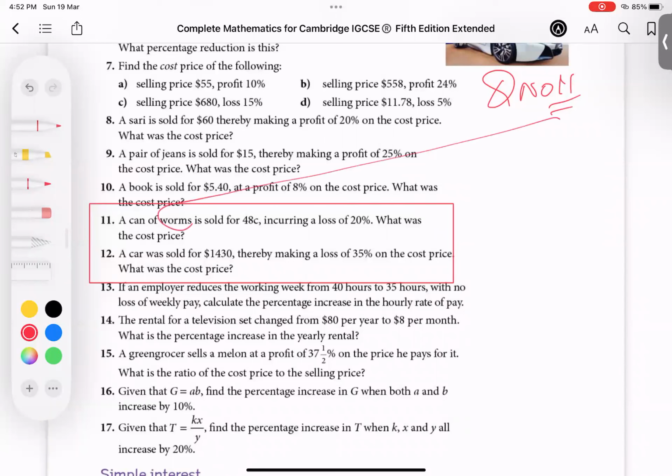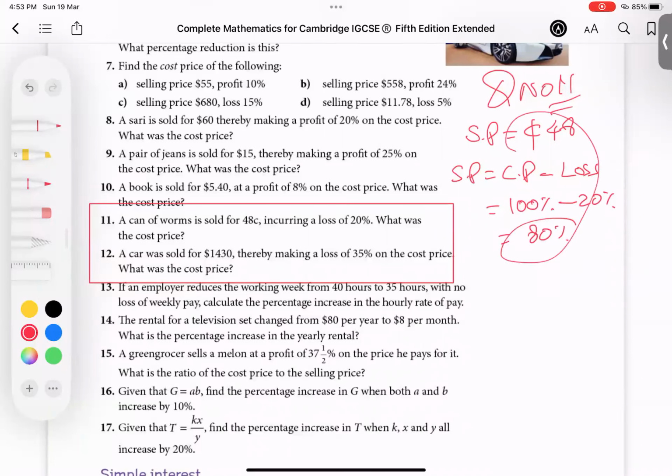A can of worms is sold for 48 cents. So the sale price is very clear: 48 cents. Then, incurring a loss of 20%. And I said before, 20% loss. So what is the sale price? Normally we take the cost price as 100%. Sale price contains two parts: cost price, CP, minus loss, because we are getting a loss this time. So the cost price is always taken as 100%, and a loss is 20%. So it means 80% will be taken as the sale price.